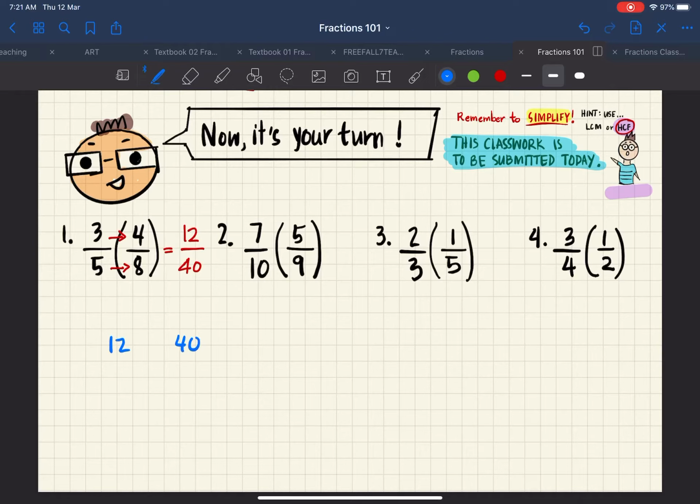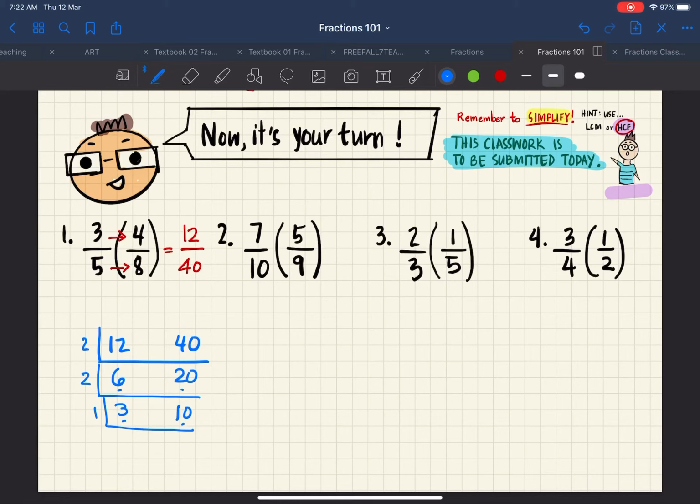12 and 40. Now, if you don't remember your rules of divisibility, just remember even numbers are divisible by 2. So try. 12 divided by 2 is 6, 40 divided by 2 is 20, and you will see these two are still even numbers. So I continue dividing. 3 and 10. Now, the only common factor of 3 and 10 is 1. So that means this is already in simple form.